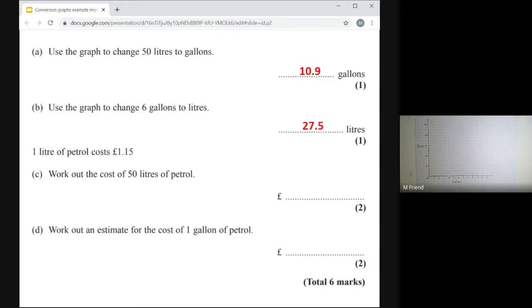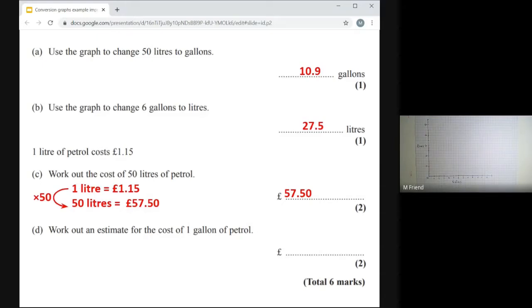Now, part C doesn't insist that we use the graph. We can use whatever method we like. 1 litre costs £1.15, but we want to know how much 50 litres would cost. So I hope that's obvious to see that to get from 1 to 50, that's just been multiplied by 50. It's a direct proportion situation. So if you buy more litres of fuel, you would expect it to cost more money. £1.15 multiplied by 50 gave me £57.50. I haven't done anything clever there. I've literally just typed it into the calculator.